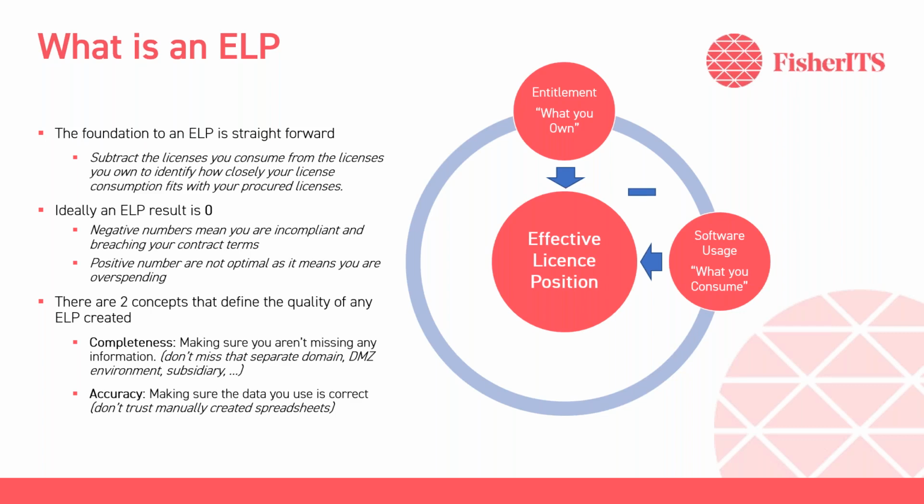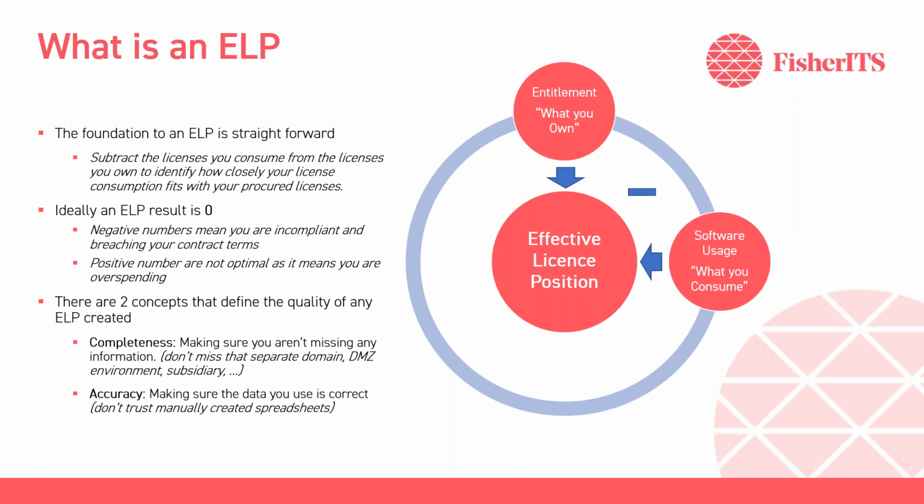And when we carry on to see how you would create this document, this effective license position, there are 2 concepts that define the quality of any ELP. And this is always what we validate as well when people provide us with information, when we're helping customers with audits and they've got one of these reports. There are 2 things we always need to review. First of all, completeness. And this and the next term have been hammered into me from day one since I got into the SAM business, since I became a licensed auditor initially, and then a SAM consultant.